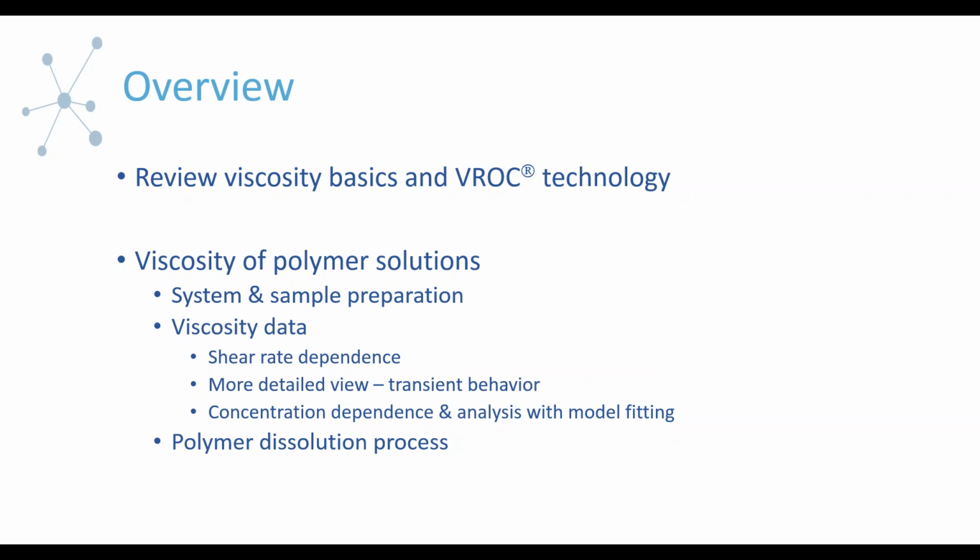And we're going to talk about the system we're working with, how we've prepped the samples, and then get into the viscosity data. And this is going to include shear rate dependence, and then because of some anomalies that we have seen in the data initially, we're going to go into a more detailed review of the data, specifically transient behavior. And that's going to become clear what that means as we get into it. And then ultimately, we're going to discuss concentration dependence of the viscosity for the polymer solutions and some analysis that you can do with models.